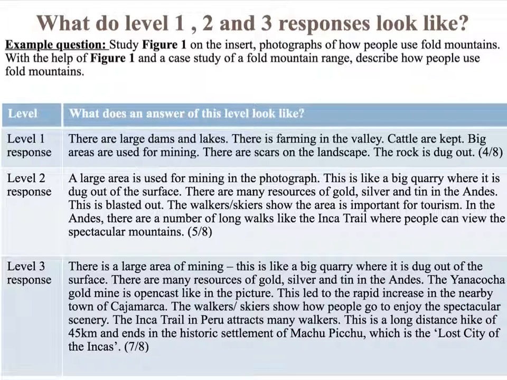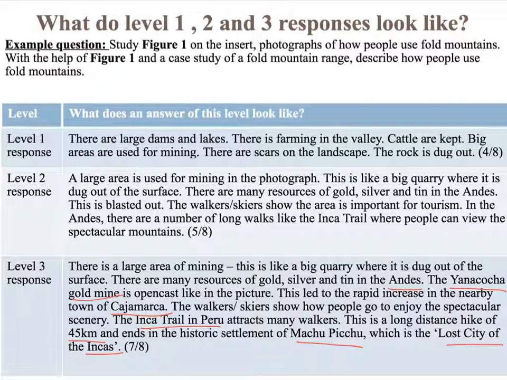And I'm just going to jump straight down to level 3, and you can see that the answer is longer, but just scanning over it, you can see the places that are jumping out. Okay, so we've got the Andes, the Yanacocha gold mine, we've got Cajamarca, 55 kilometers, the Incas, the Inca Trail in Peru, Machu Picchu, the Lost City. So from just scanning over it, you can see that we've got case study knowledge coming through and our answers are developed. That's what it needs to be like.